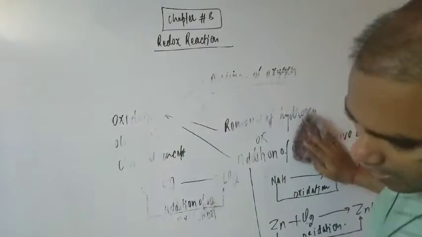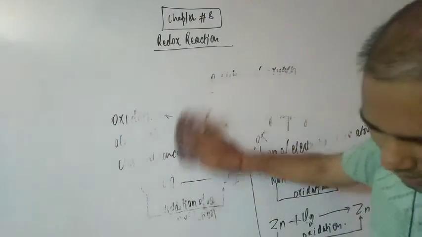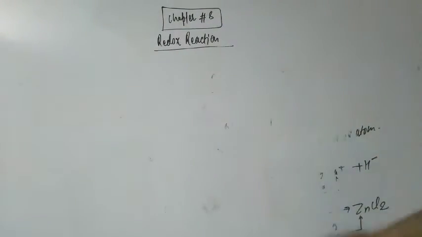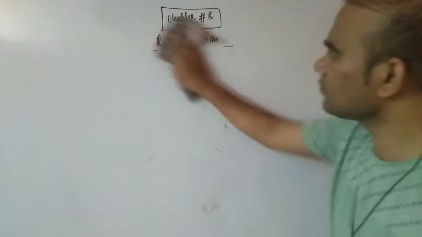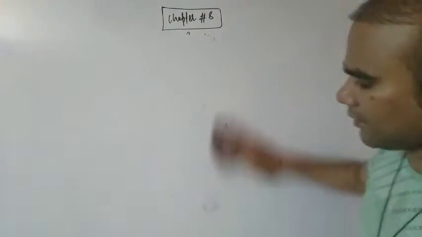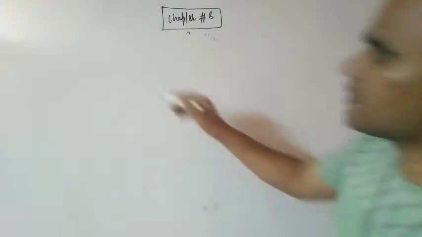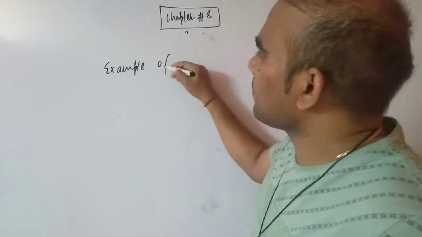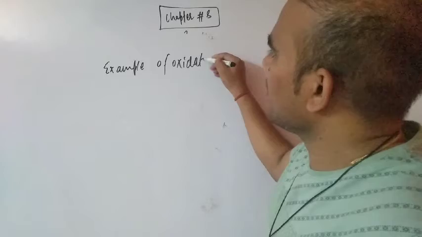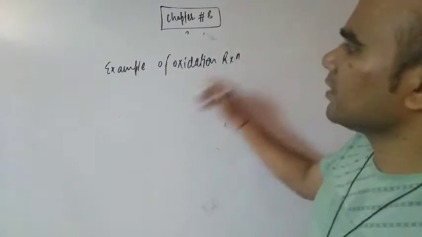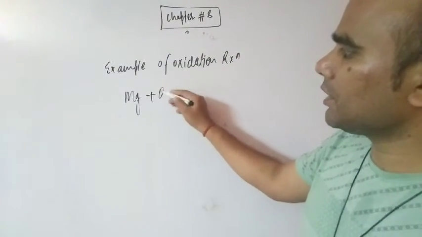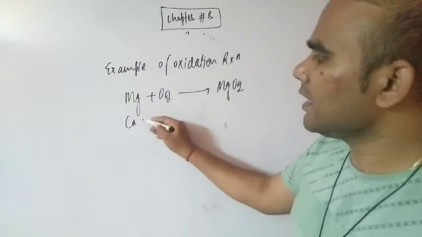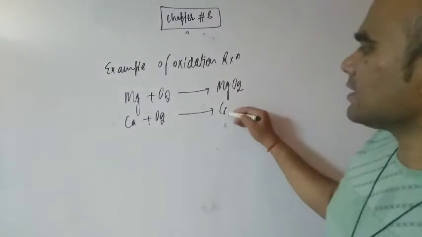Now let us try to understand the redox reaction. Before that, try to understand examples of oxidation reactions. Firstly, examples of oxidation reaction. Mg, if you are treating with O2, gives MgO2, that is oxidation. Ca treated with O2 gives CaO2.